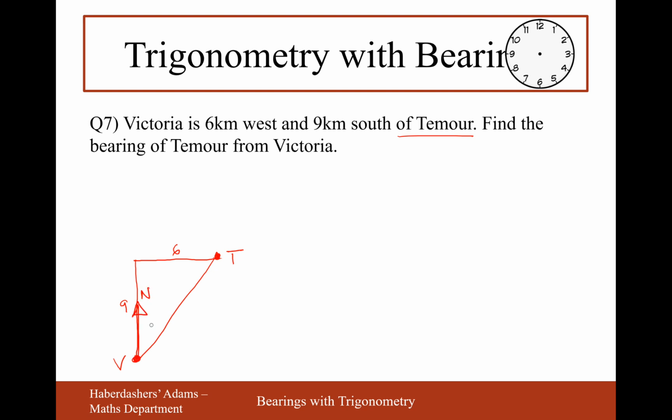That'll be the north line. So we need to rotate round by this amount to get up to Temour. So this will be an actually easier one. We just need to work out what x is and then do nothing to it. So x is going to be equal to tan inverse, because we have the opposite and the adjacent side. Opposite is 6, adjacent is 9. So the answer to this question, tan inverse 6 divided by 9, I accidentally clicked tan, is 34 degrees. So it would be 034 degrees as the answer to the bearing.